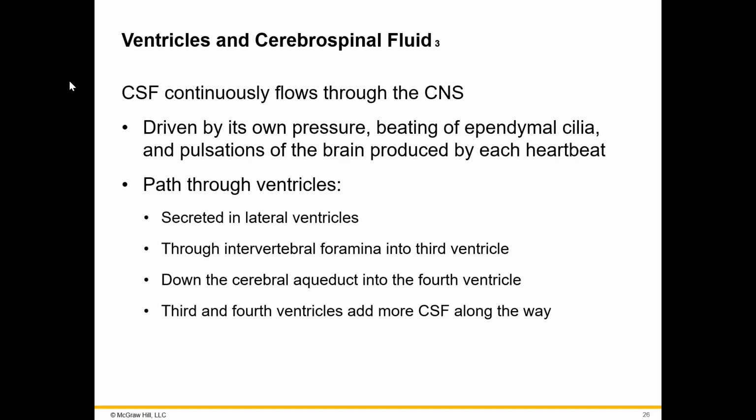So the cerebrospinal fluid continuously flows through the central nervous system. It is driven by its own pressure, the beating of the ependymal cilia, and the pulsations of the brain. So when your heart is beating, this vibration is causing the shaking of your brain to move this cerebrospinal fluid. This path is very important of how we get your cerebrospinal fluid. You need to know that.